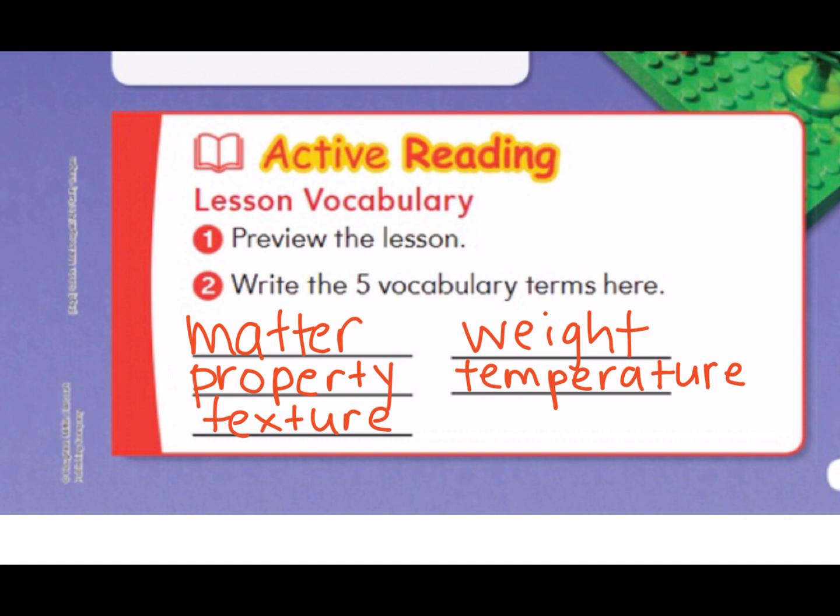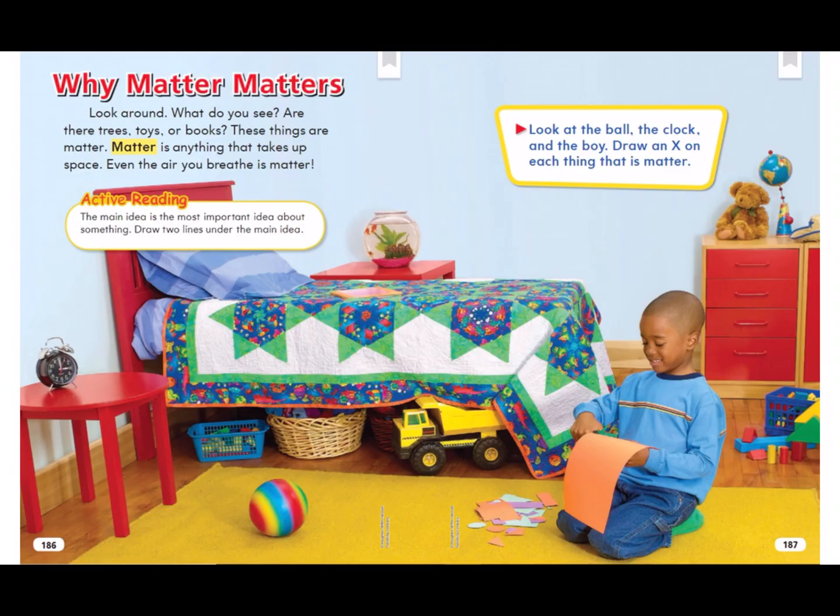Remember, throughout this lesson, you can always play and pause the videos as needed. Follow along as I read. Why matter matters. Look around. What do you see? Are there trees, toys, or books? These things are matter. Matter is anything that takes up space. Even the air you breathe is matter. Look at the ball, the clock, and the boy. Draw an X on each thing that is matter.